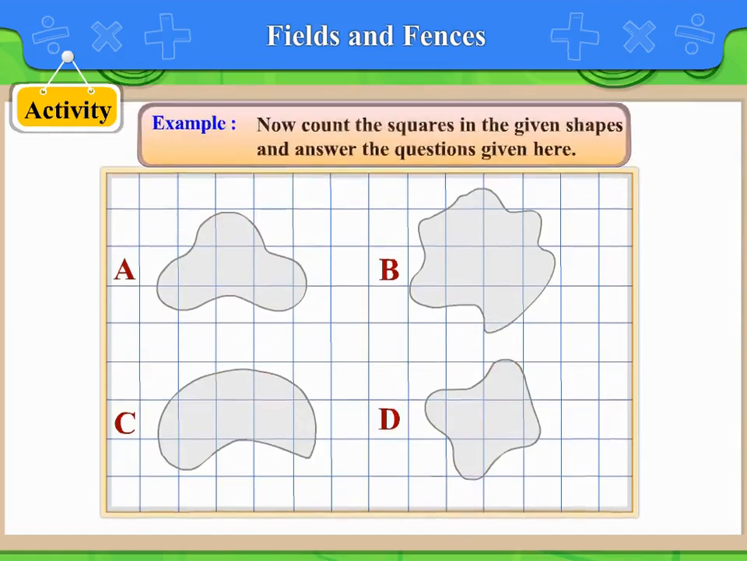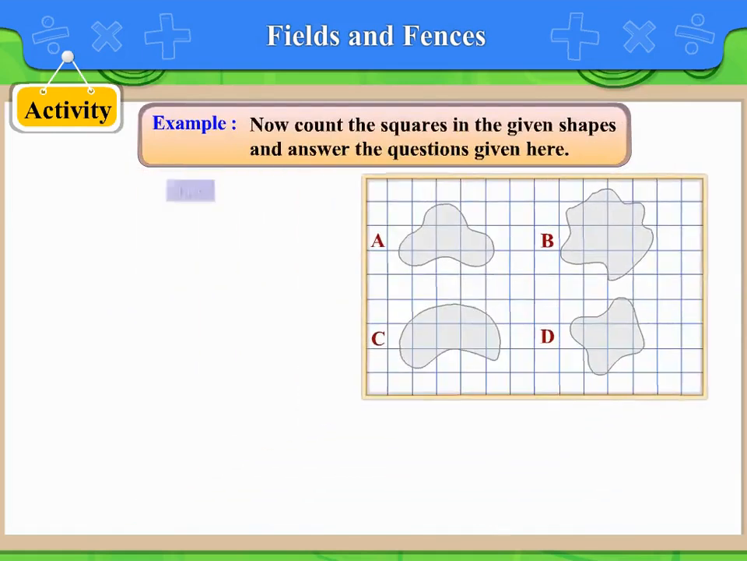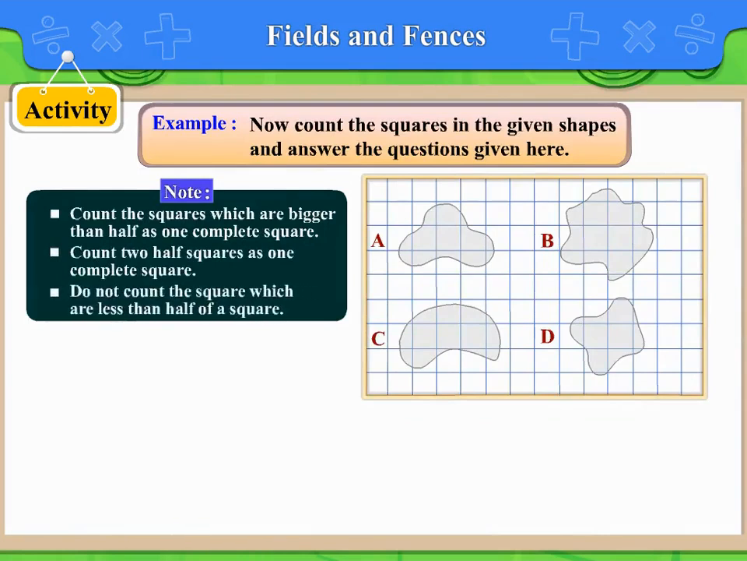Now, count the squares in the given shapes and answer the question given here. Note, count the squares which are bigger than half as one complete square. Count 2 half squares as one complete square. Do not count the squares which are less than half of a square.